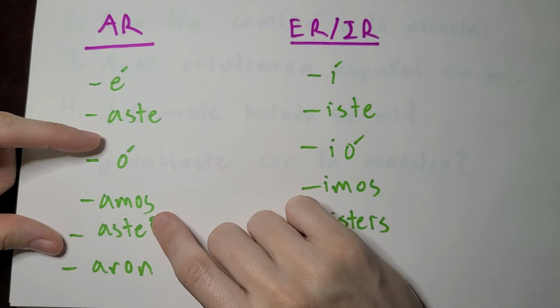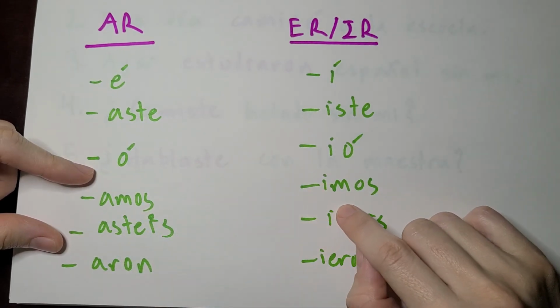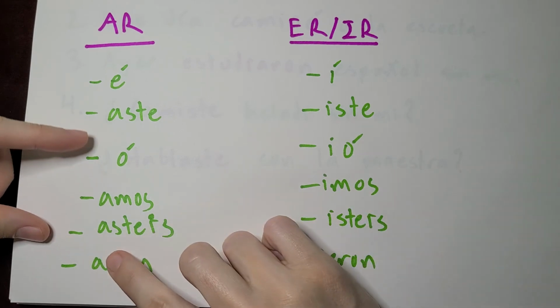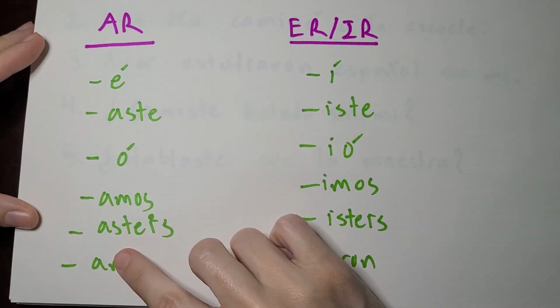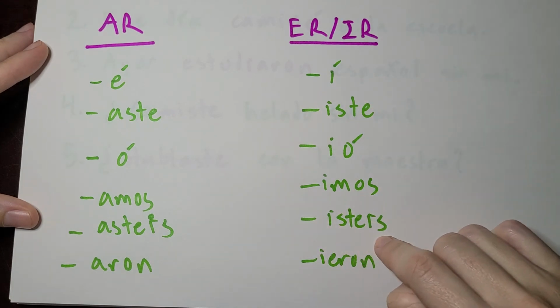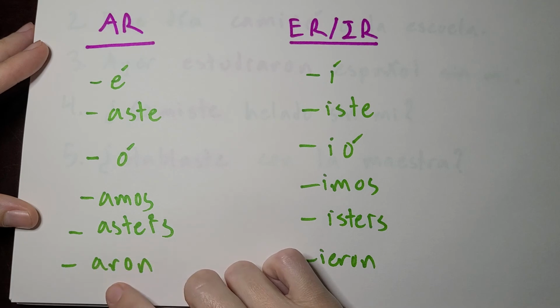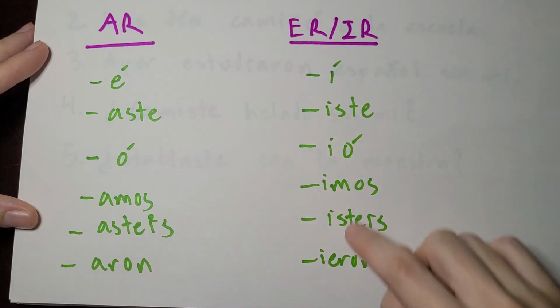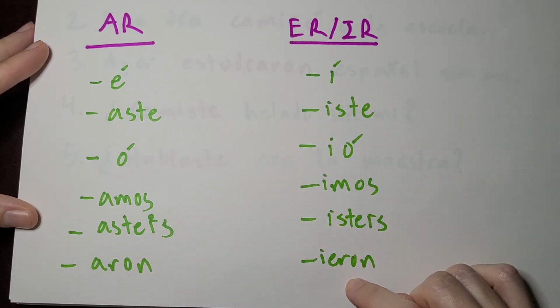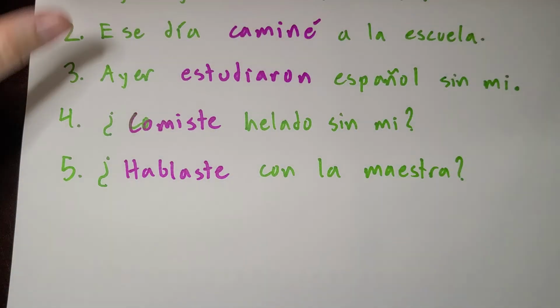For nosotros, AR becomes amos. For ER-IR, it becomes imos. For vosotros, AR becomes asteis. For ER-IR, it becomes isteis. No accents. For ellos, AR becomes aron. ER-IR becomes ieron. It has an E and an I in it, if that helps you remember.